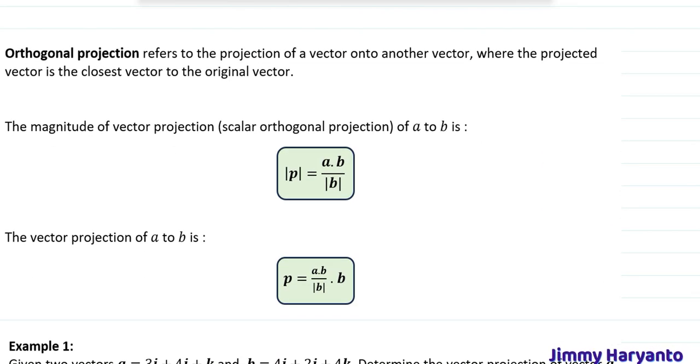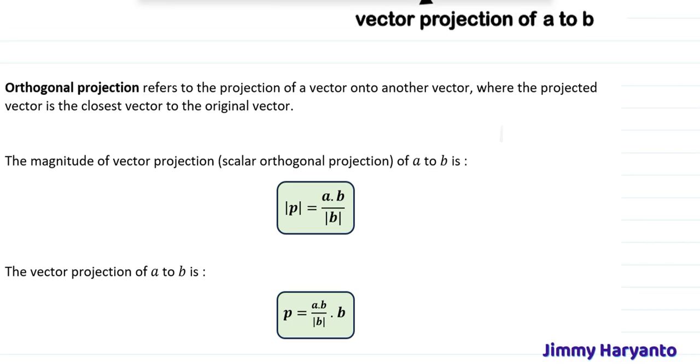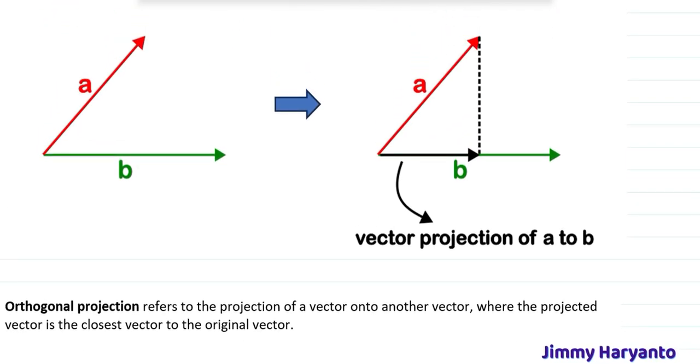Orthogonal projection refers to the projection of a vector onto another vector, where the projected vector is the closest vector to the original vector. That is the meaning of closest vector. Closest vector means the projection will form an angle of 90 degrees. As we already know, if you have a perpendicular distance to another line segment, that means the distance will be the shortest.